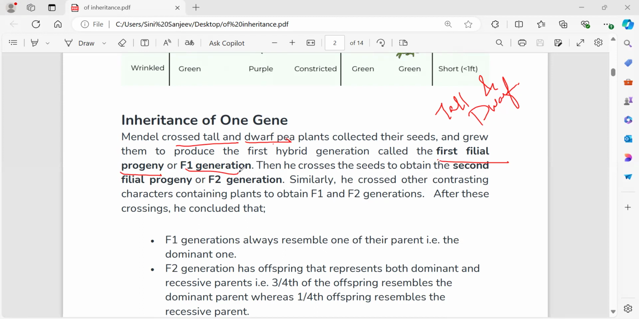Now, whatever products he got from this F1 generation, he crossed again, meaning F1 into F1. So he got F2, which is called the second filial generation or second filial progeny. So when he did these F1 and F2 generations, whatever he got were contrasting characters.